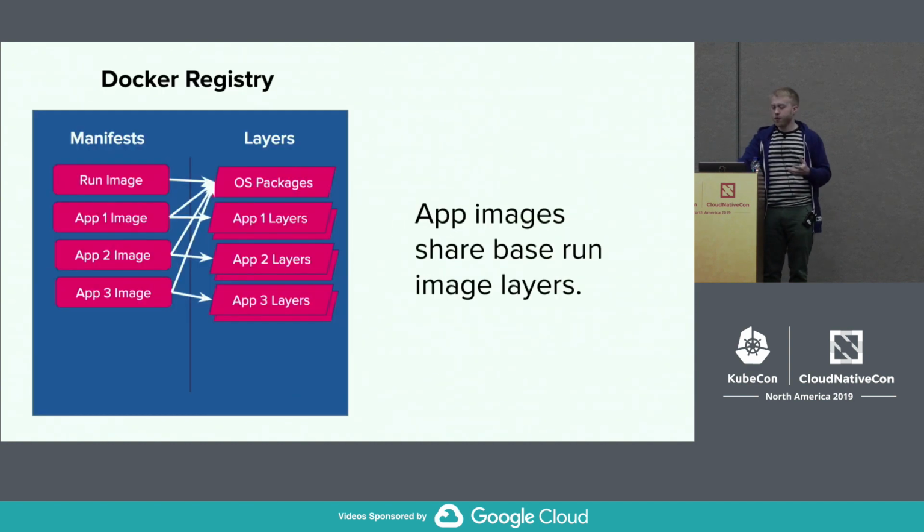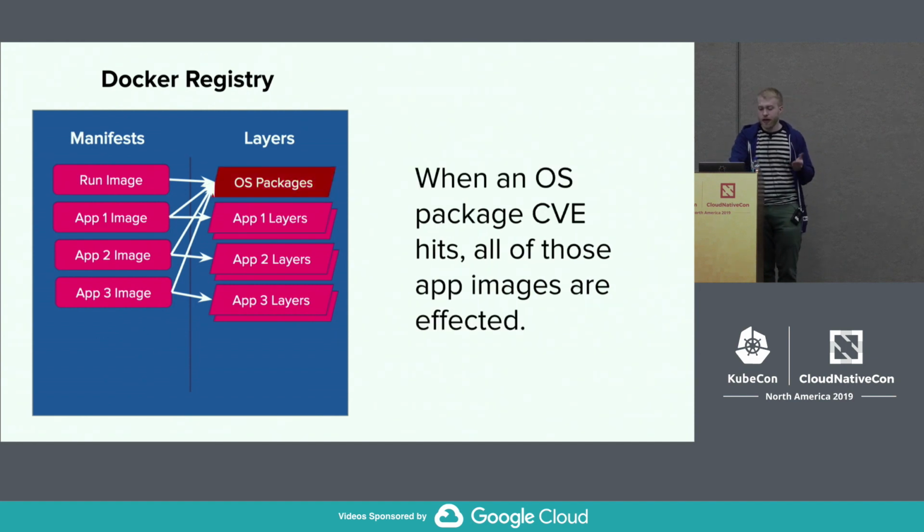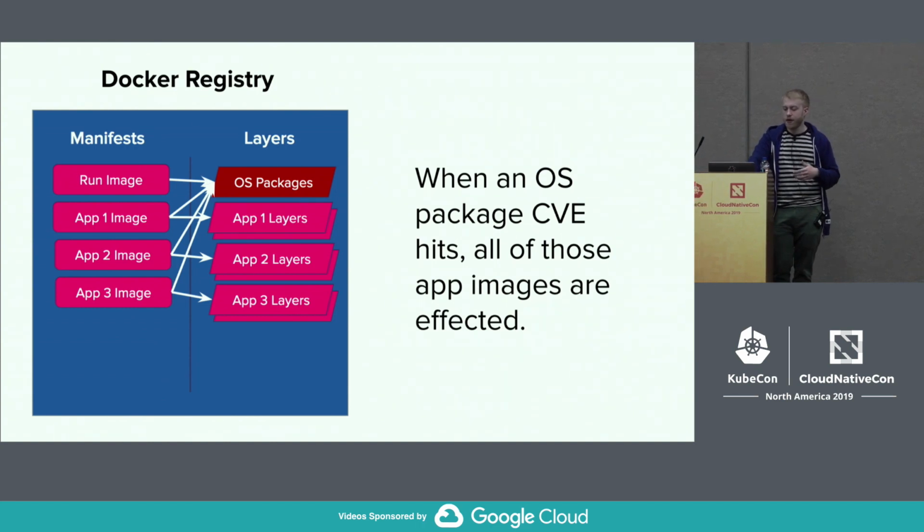And so this works like this: imagine you have a Docker registry and you have 3 apps in it. Maybe you have the run image that they were built with, pointing at the operating system packages, and then a CVE hits. And so now all your apps are vulnerable in the registry. Maybe you have 3, maybe you have 500 apps, right?